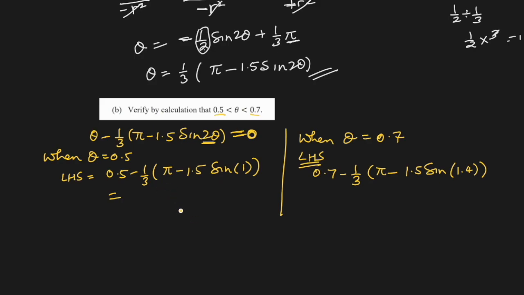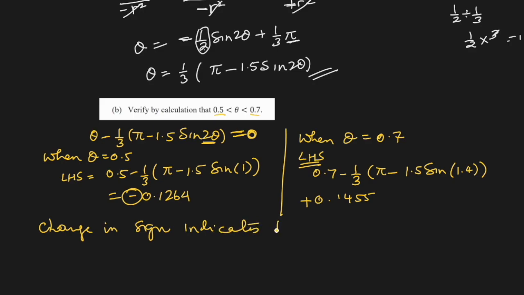For this one, I got minus 0.1264, and this came out to be 0.1455. So clearly one is negative, one is positive. That means the root is in between. So we can write: change in sign indicates the presence of root between 0.5 and 0.7.